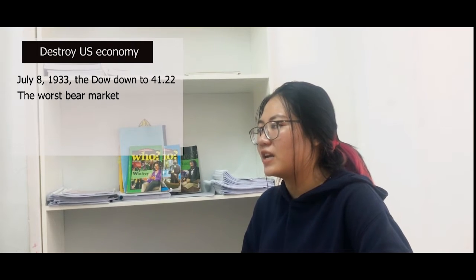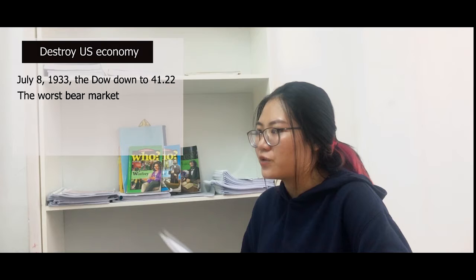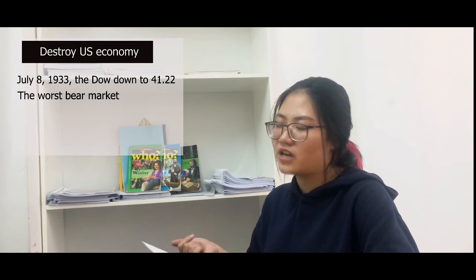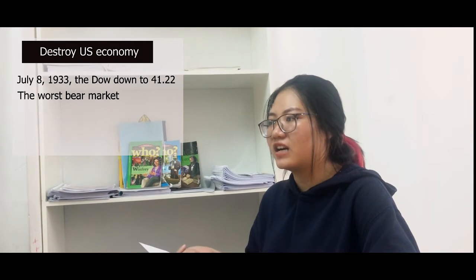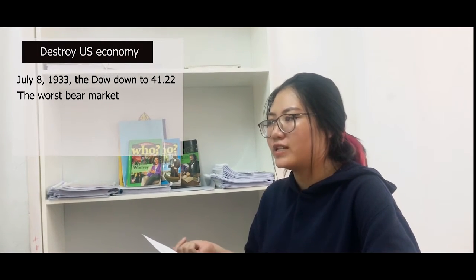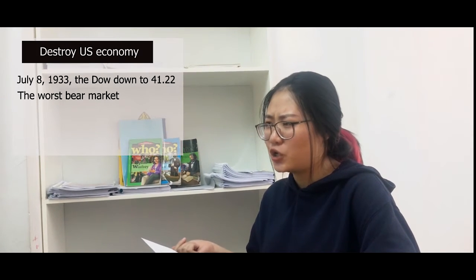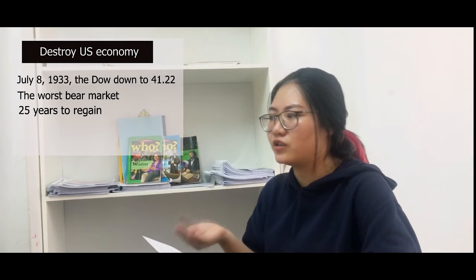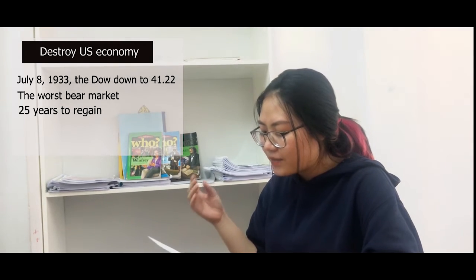The largest one-day percentage gain also occurred during that time. On March 15, 1933, the Dow rose 15.34%, a gain of 8.26 points, to close at 62.1. It took 25 years for the Dow to regain its September 3 high.